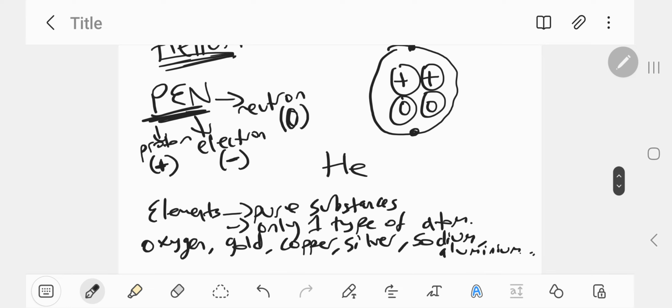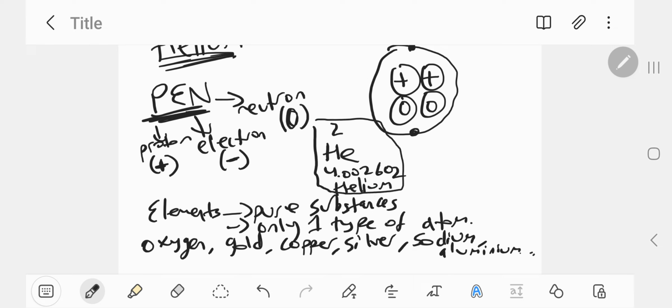But anyway, helium on the periodic table, just like any other element, looks like this. It's got the symbol He for helium. Typically you've got the atomic number at the top, the chemical symbol, which is He, the atomic mass or the atomic weight below the symbol, 4.002602, and the name of the element below it, helium. It's in a box.